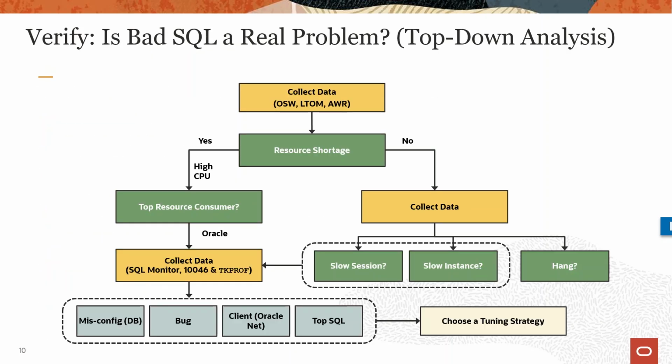Now, does the performance issue originate in the operating system or in the instance, or is it really a bad SQL that is the real problem? This is a question that is not always easy to answer. So the first thing that you're going to do is collect data at the operating system level, or look into Automatic Workload Repository reports, and try to find out if there is a shortage on resources.